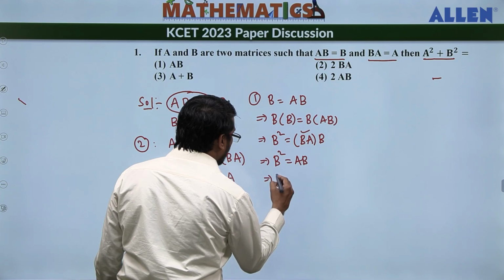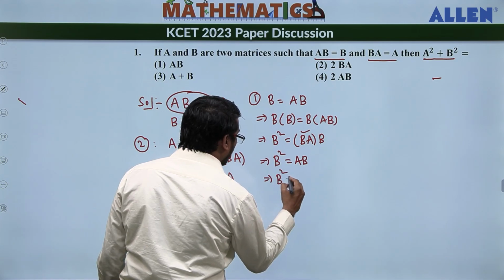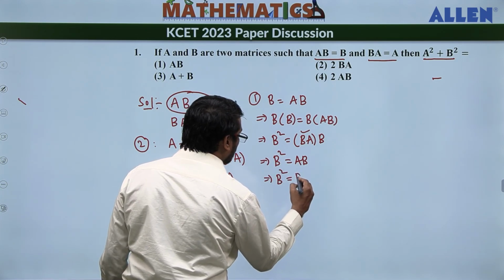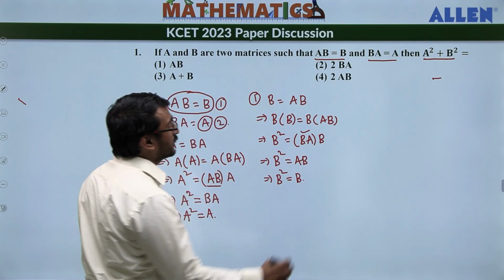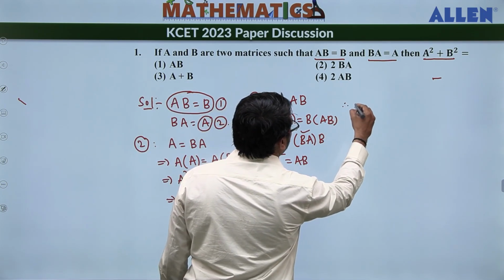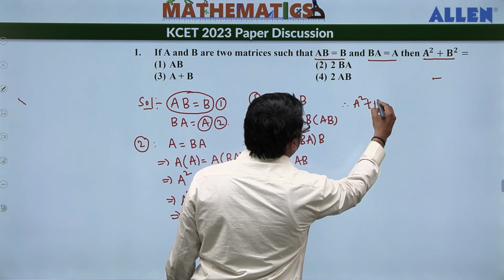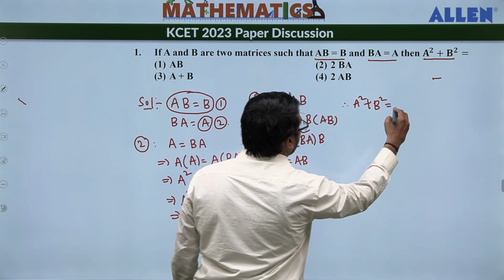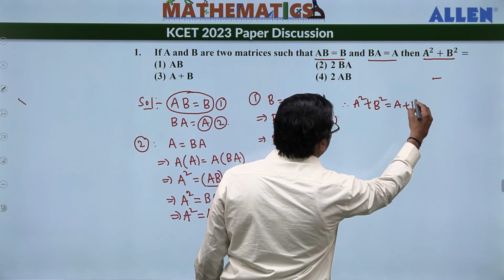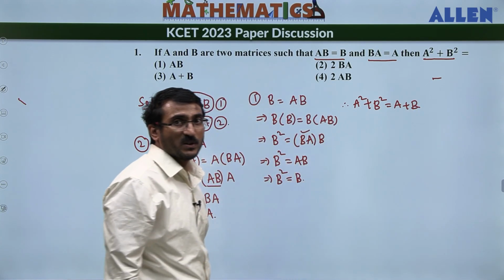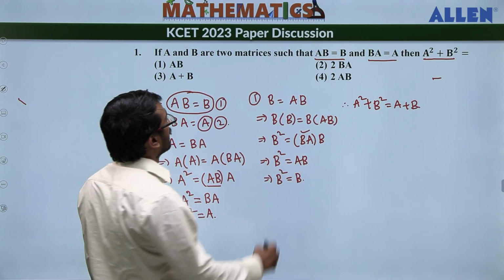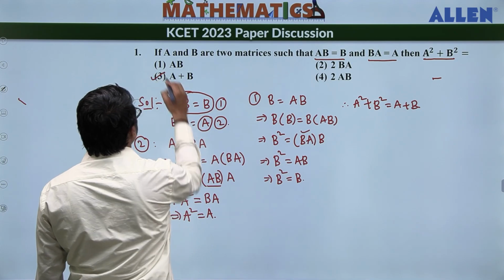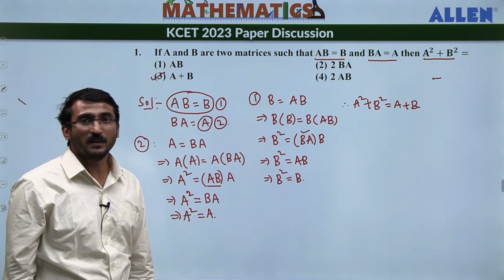And in the given question, what is AB? B. Therefore, A square plus B square is equal to A plus B. A square is equal to A, B square is equal to B. So, this is the correct option. Now, we will go for the second question.